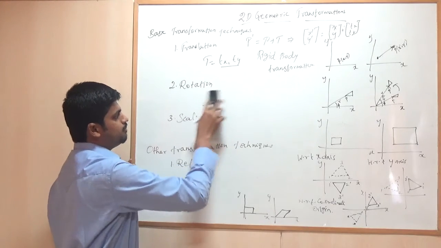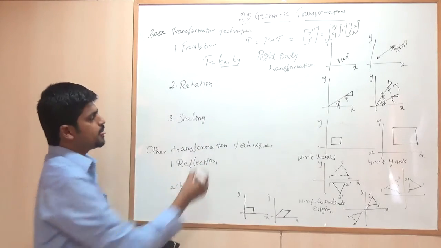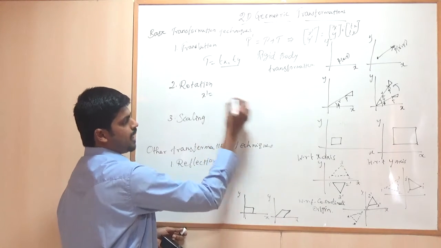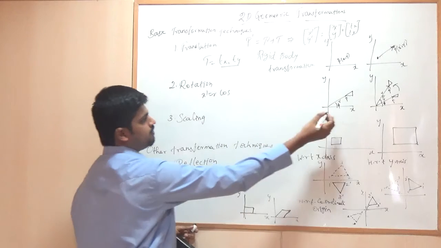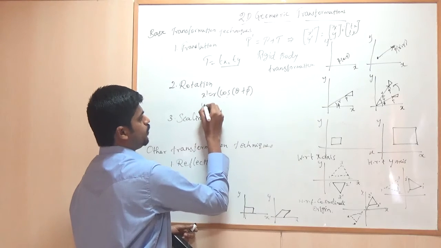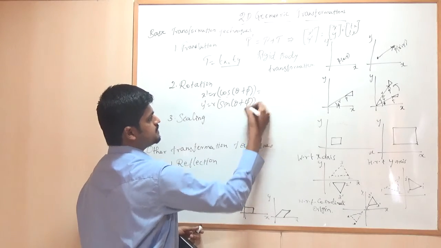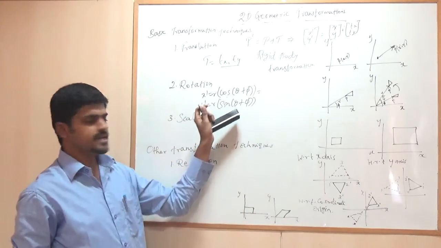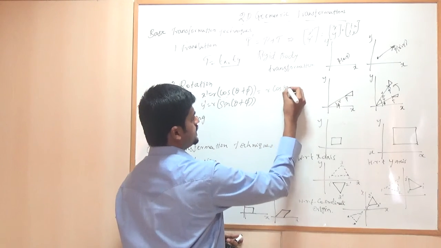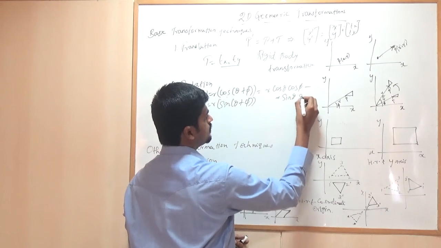In such a case we can define the matrix representation for this rotation by using trigonometric formulas. We have two angles, one is phi and another one is theta. We express x dash equal to r cos of theta plus phi, where r is the radius distance, and y dash equal to r sin of theta plus phi. We express this using the cos of a plus b and sin of a plus b formulas. When you expand this formula, it becomes r cos theta cos phi minus r sin theta sin phi.